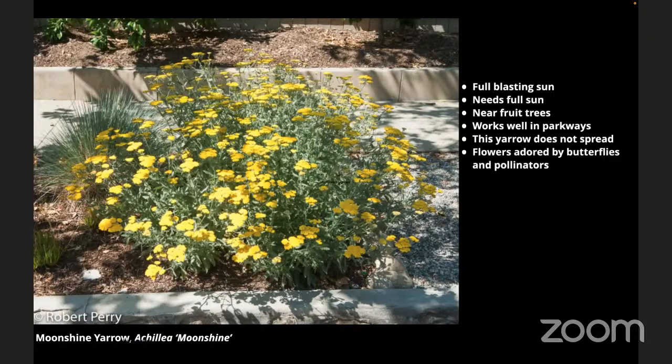It's probably gonna want water every other week to really stay happy. Generally, it's probably not only once a month watering if you are in hot inland Southern California. Works well in parkways, and it is liked by butterflies and pollinators.